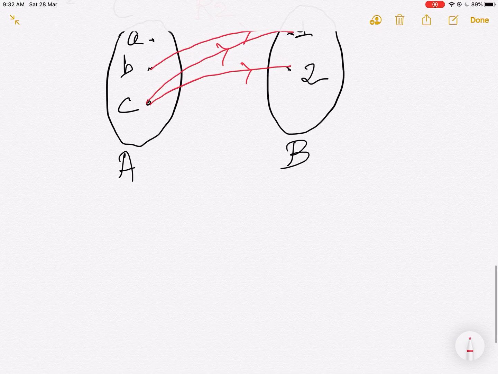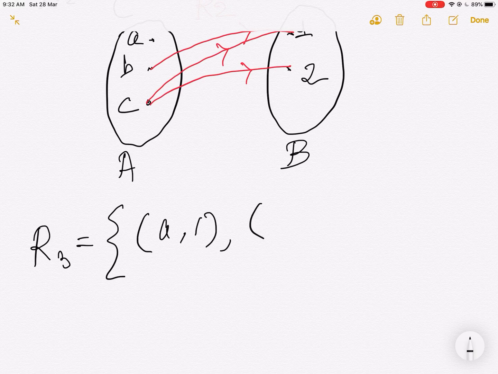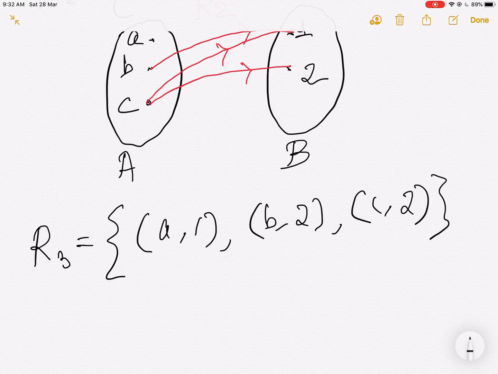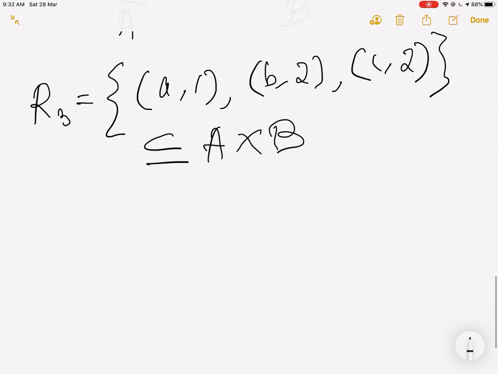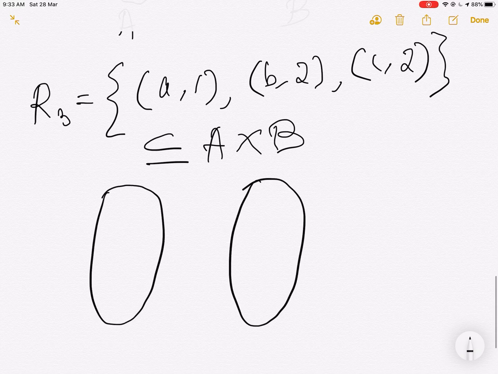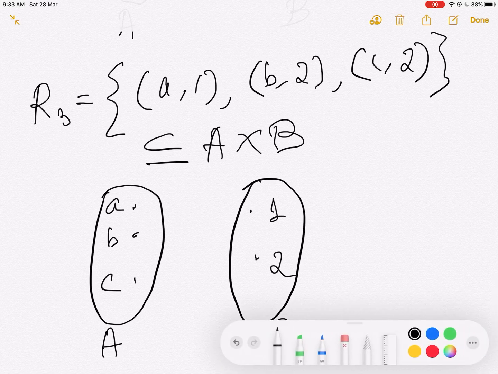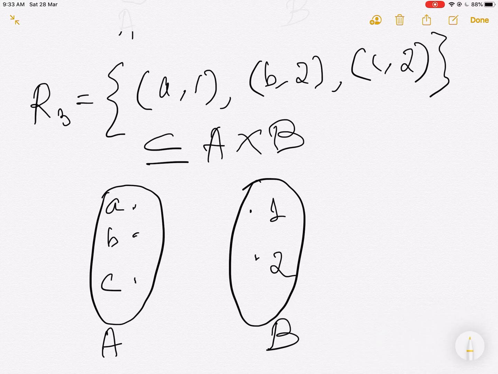If I consider another example now, R3, say, which contains (a,1), (b,2) and (c,2), this is clearly another subset of A cross B. And if I go for the diagram, here we have the respective sets, and here the association is as follows: a is associated with 1, b with 2 and c also with 2.